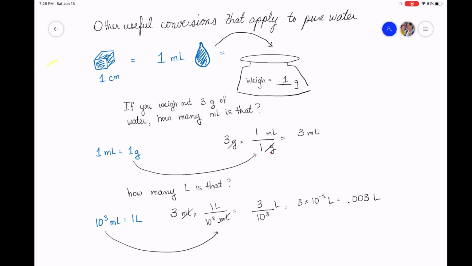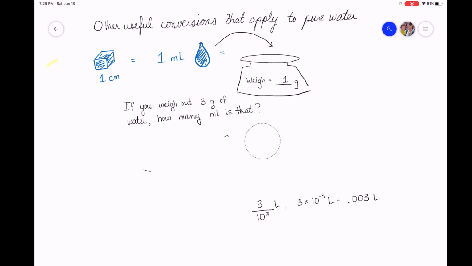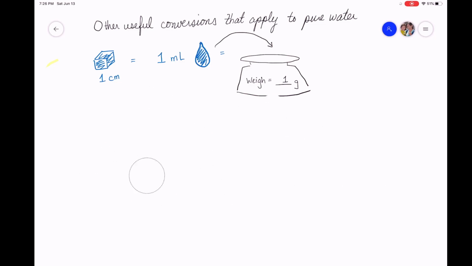Now one of the questions in the lab that seems rather strange asks you how many 1 millimeter cubes are going to be in 1 centimeter cubed. Now why would that be in this lab? Well, the answer lies in how red blood cell and white blood cell counts are determined.